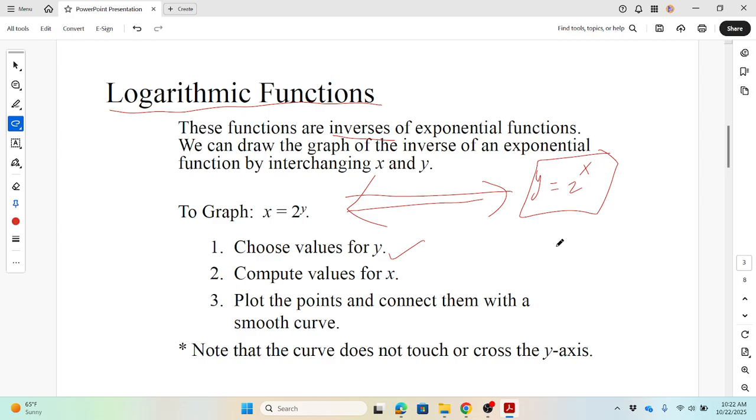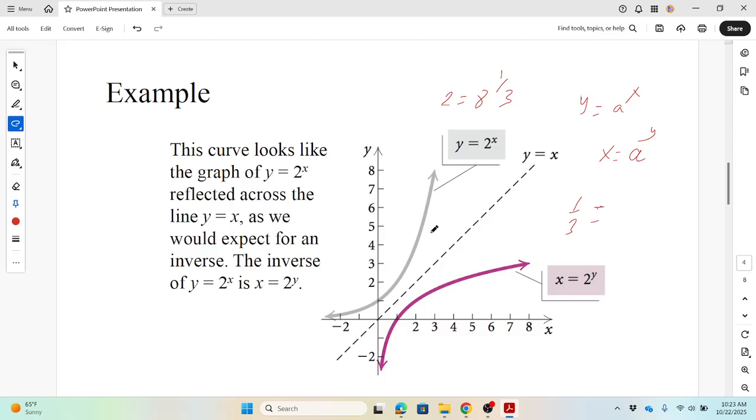For example, if you choose y equals 0, then here x would be 2 to the power 0, which is 1. So (1, 0) is one of the points. If y is 2, x would be 4. If y is 1, x would be 2, and so on. So you are going to collect all those.